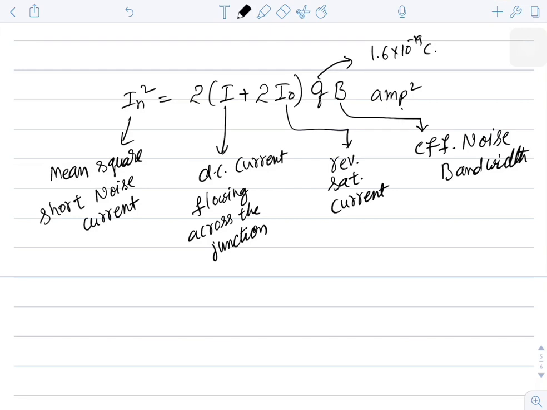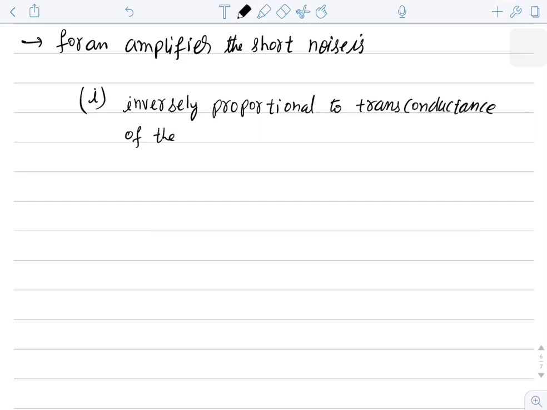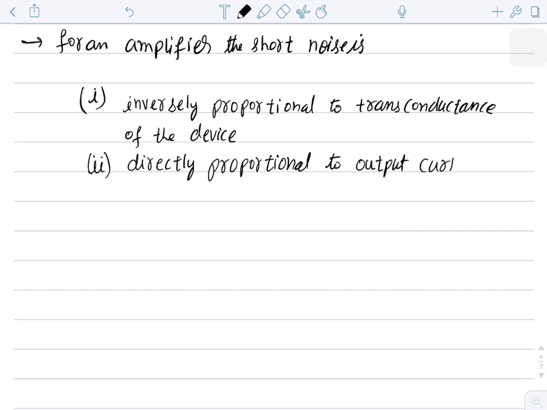For an amplifier, the shot noise is inversely proportional to transconductance of the device and directly proportional to output current. That means as the output current increases, the noise will increase.